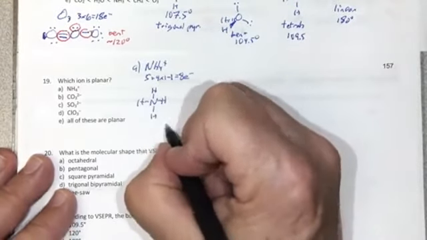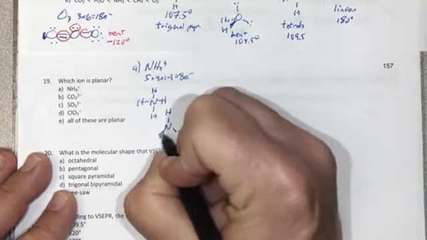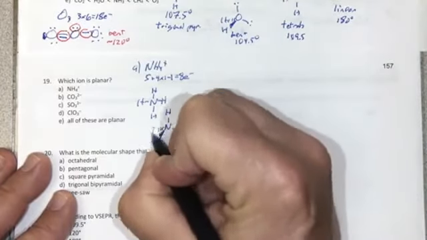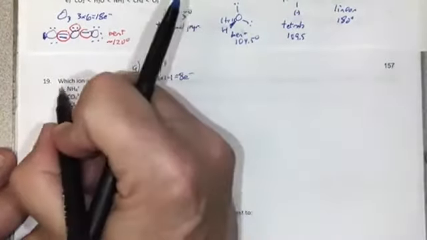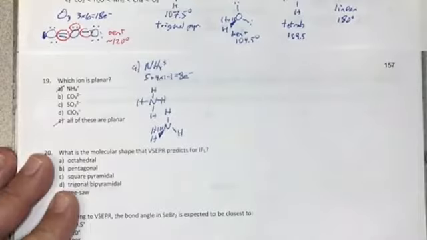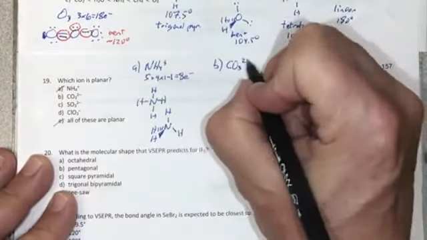There are 4, and that shape is a tetrahedral shape. If we draw it, it's going to look like this. The ammonium cation has a tetrahedral shape. So it is not planar. That's not a planar molecule, so we can rule out choice A. And that means we can rule out choice E as well. For B, we have carbonate, CO3, 2-.